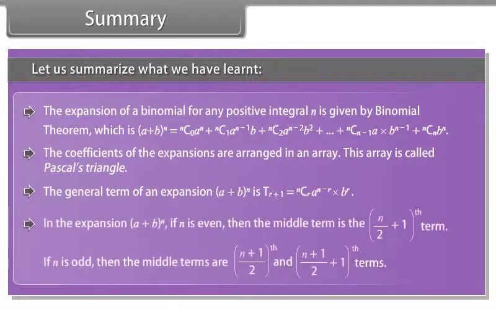In the expansion (a + b) raised to power n, if n is even, then the middle term is the (n/2 + 1)th term. If n is odd, then the middle terms are the ((n+1)/2)th and ((n+1)/2 + 1)th terms.